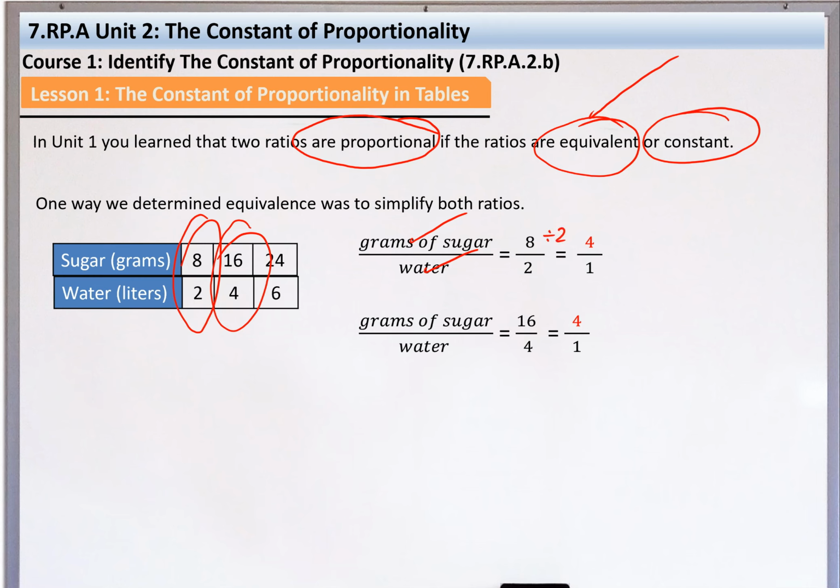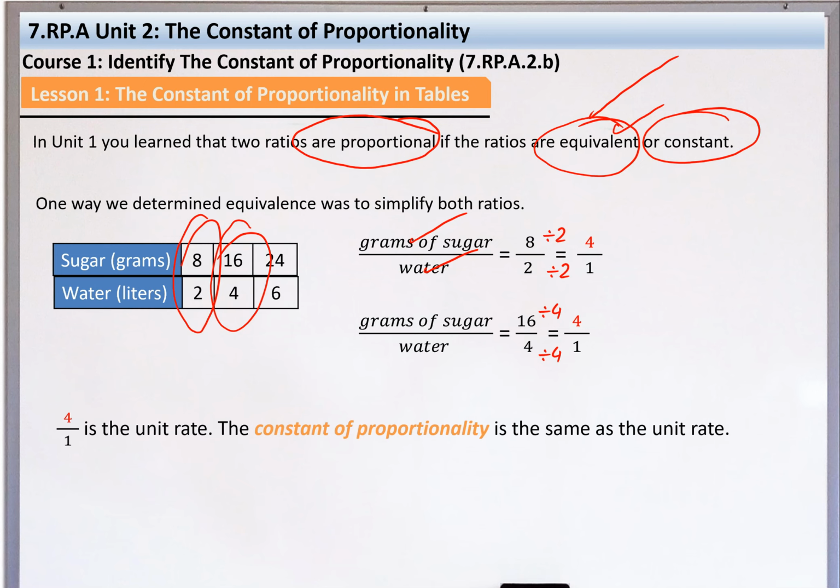Well, we showed that 8:2 is the same as 4:1, and 16:4 is also the same as 4:1. Therefore, they were equivalent. Therefore, it's a proportion. Well, 4:1 is called a unit rate, and we also call the unit rate in this situation the constant of proportionality.